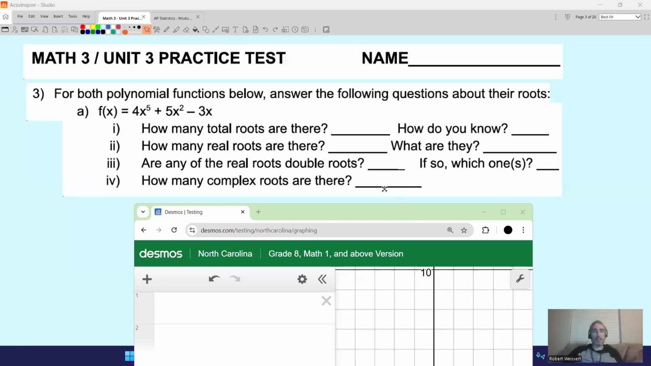Question 3 on the practice test. For both polynomial functions below, answer the following questions about their roots. The next question's on the next slide. We'll first start with letter A.